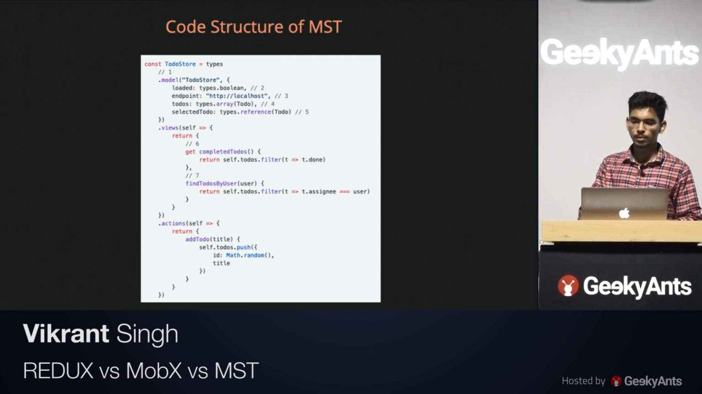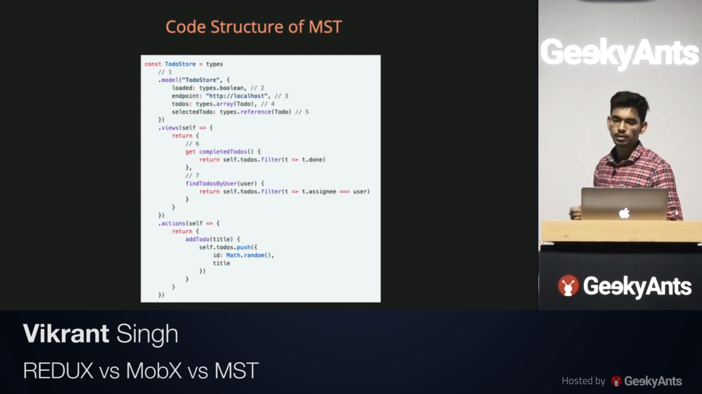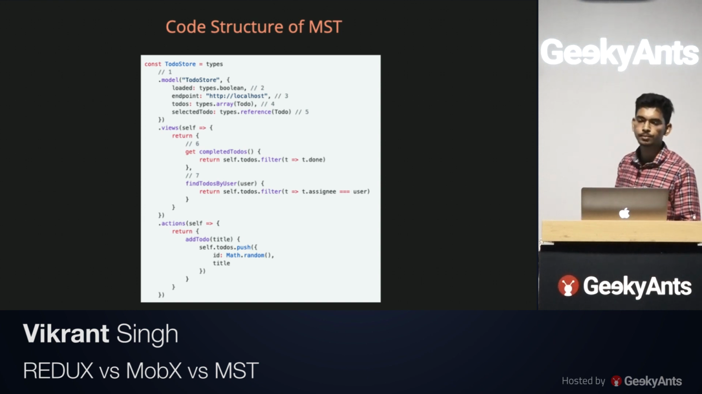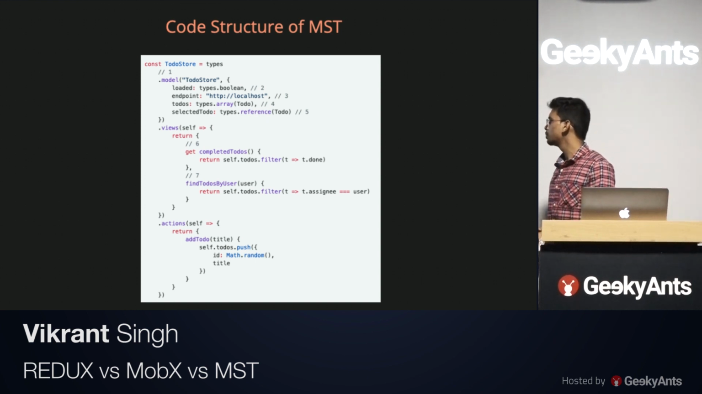And now here's the code structure of MST. If I have to explain the whole code structure of MST, you can divide the whole usage of MST into three parts. First is the declaration of the store, second is the initialization, or you can say creation, of the store, and third is the usage of that particular store in our UI part. The declaration part can be further divided into three parts, and we are only going to discuss the declaration part here. The first part is models, the second part is views, and the third part is actions.